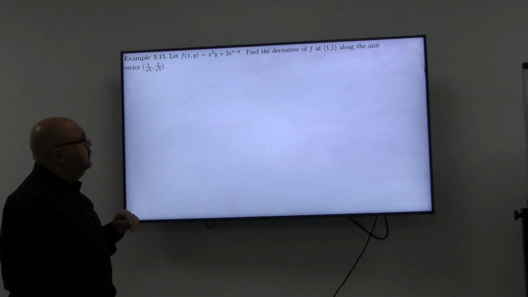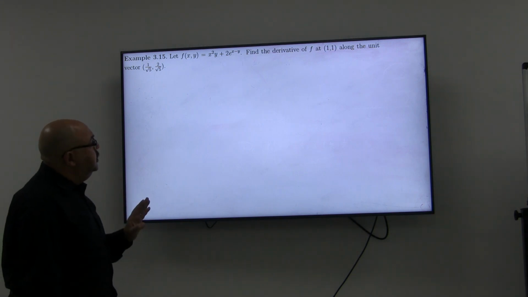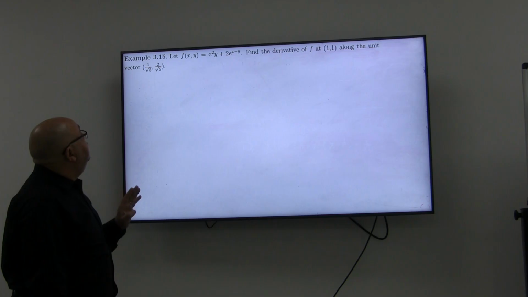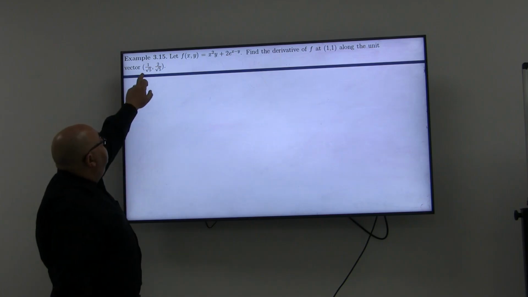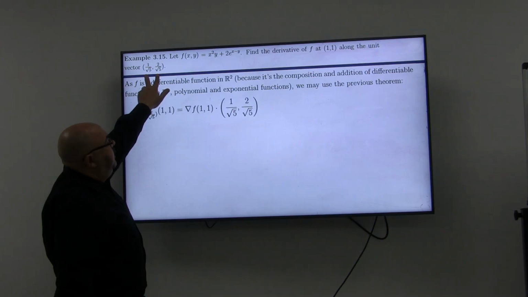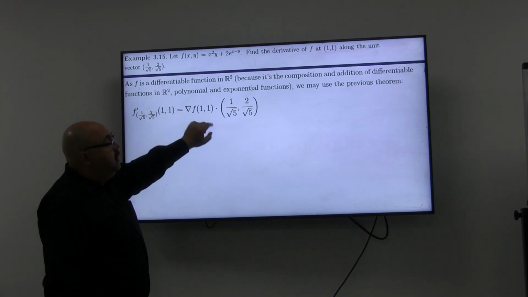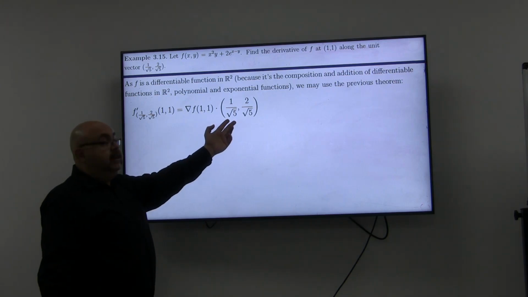That's another problem with the same steps. You want to find the directional derivative of this function at (1, 1) along the unit vector, which is (1 over root 2, 2 over root 2). I believe that's a unit vector. So it's a direct application, of course. That's the gradient vector of the function at (1, 1). I will multiply it by the unit vector.